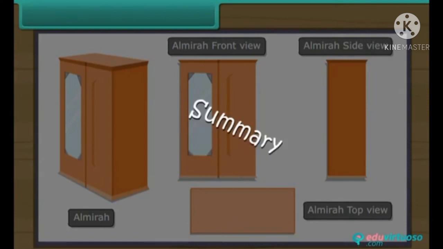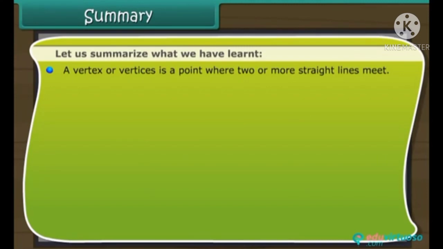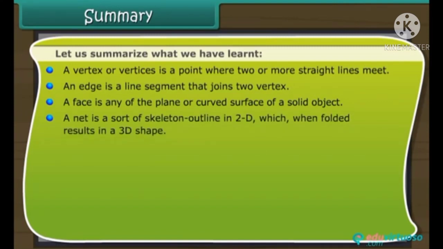Summary. Let us summarize what we have learned. A vertex or vertices is a point where two or more straight lines meet. An edge is a line segment that joins two vertices. A face is any of the plane or curved surfaces of a solid object. A net is a sort of skeleton outline in 2D, which, when folded, results in a 3D shape.